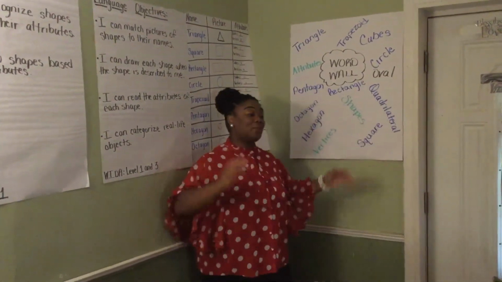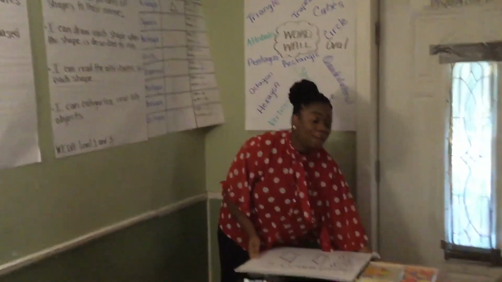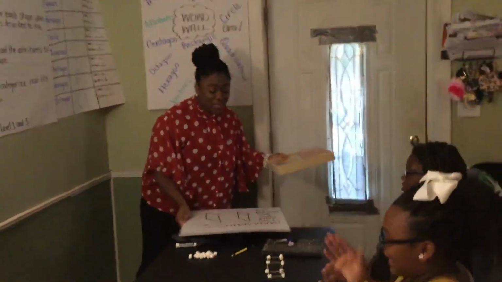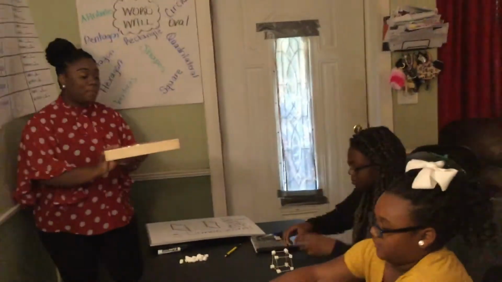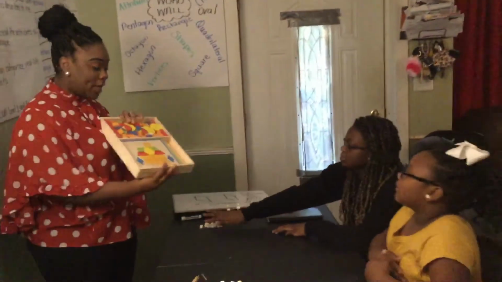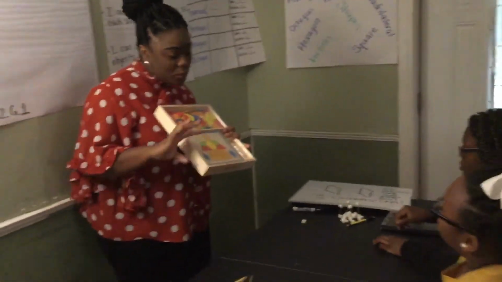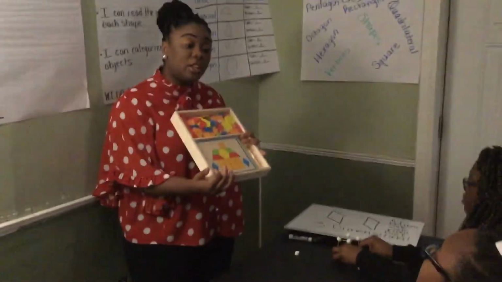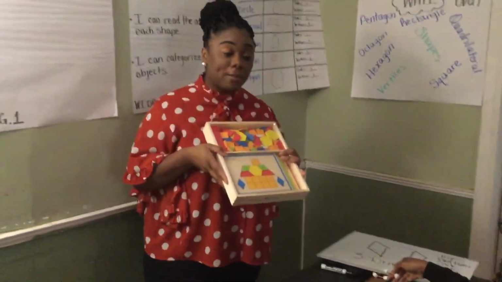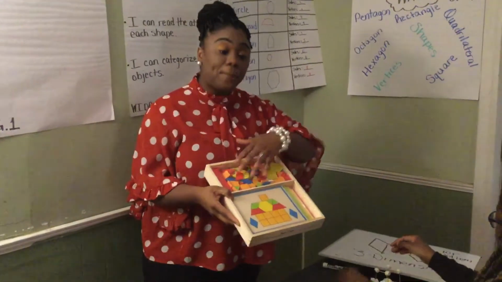And the last thing we're going to do today, guys, is we're going to play. Just a little bit. In this box, this is a Melissa and Doug toy. It has all of the shapes we talked about. It has some new shapes too, but they're still in those categories. And what you'll be able to do is make some pictures and play around with the shapes.